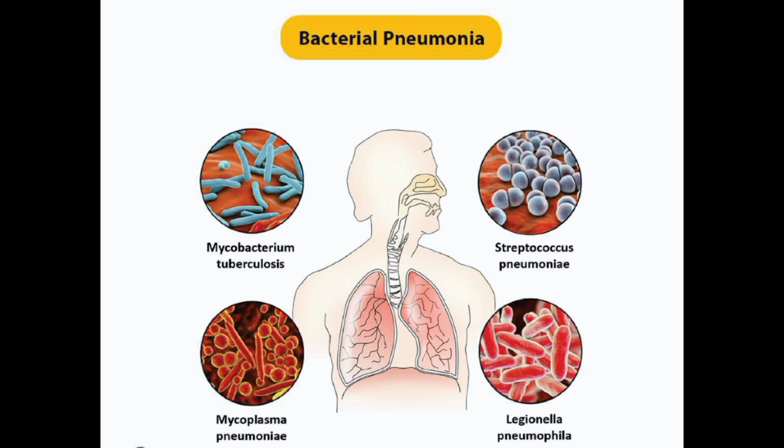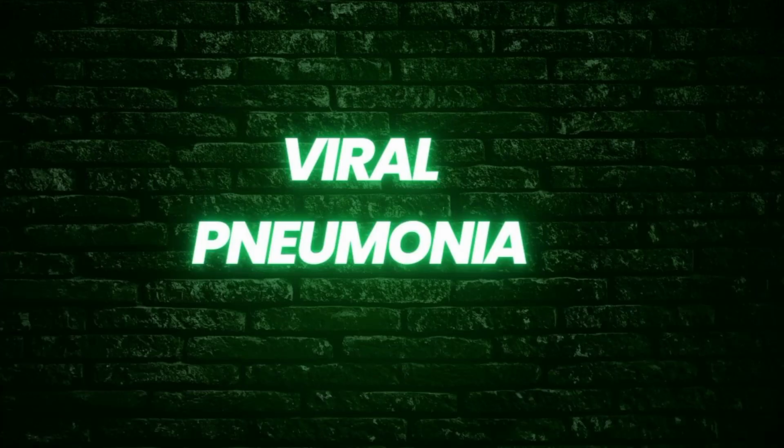Treatment for bacterial pneumonia usually involves a course of antibiotics, which are prescribed based on the specific type of bacteria causing the infection. In severe cases, hospitalization may be necessary, and oxygen therapy or mechanical ventilation may be needed to support breathing. It is important to seek prompt medical attention if you or someone you know develops symptoms of pneumonia, as early treatment can help prevent complications and improve outcomes.